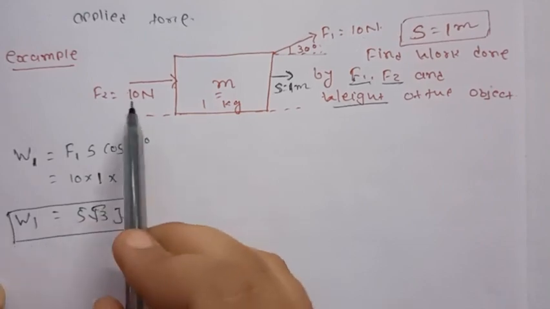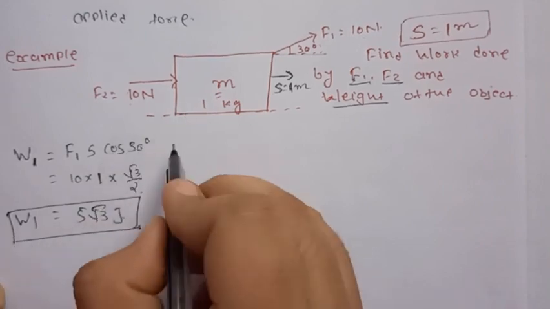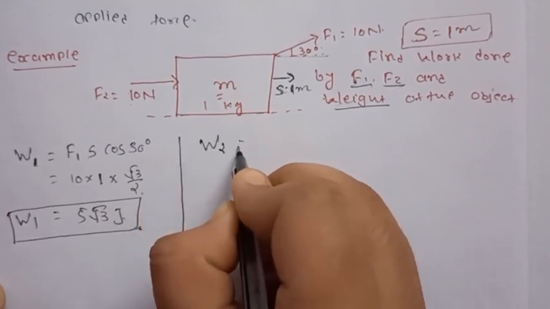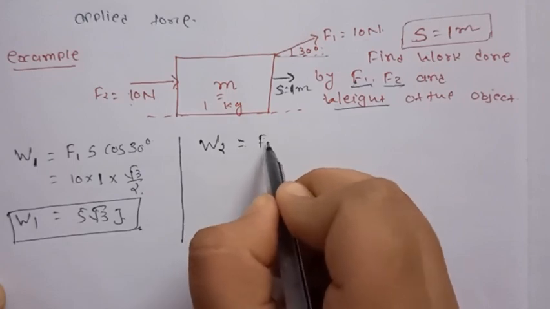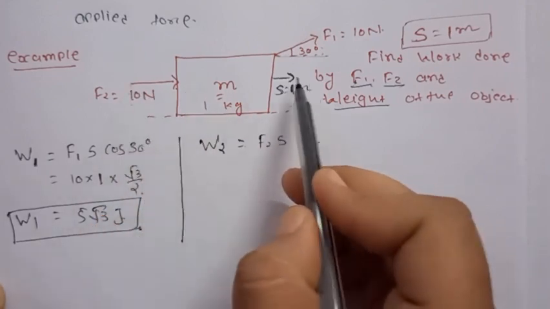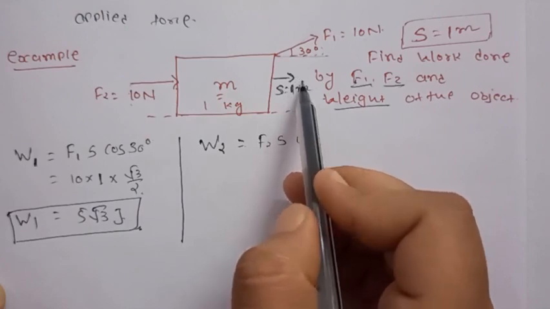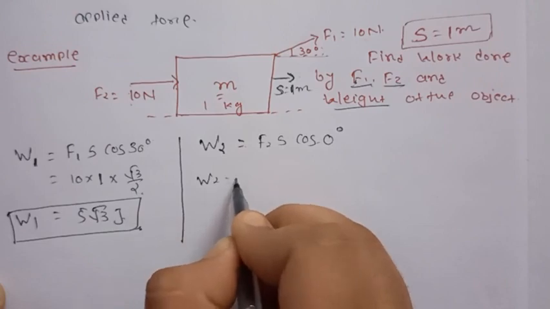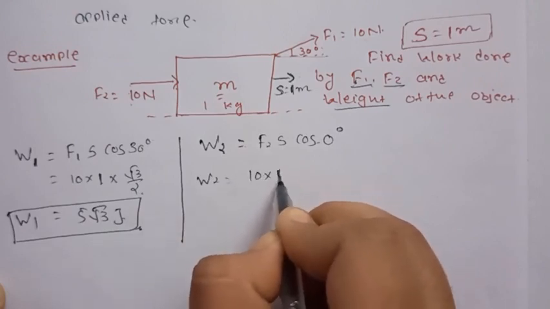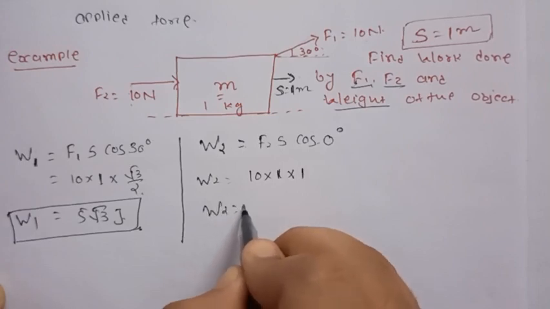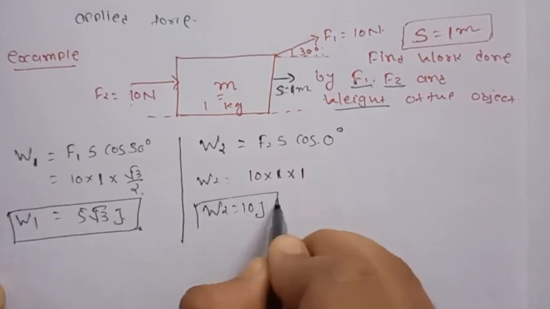Now let us find the work done due to force 2, that is W2. W2 will be F2 S cos theta. The force and displacement are in the same direction, so the angle between them will be 0 degree. So F2 is 10, displacement is 1 and cos 0 is 1. So W2 will be 10 joule.